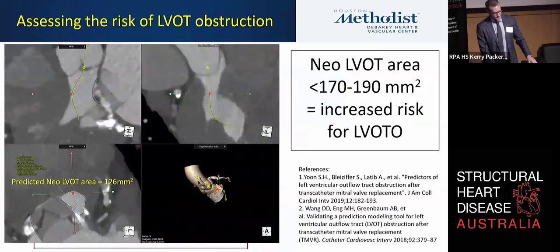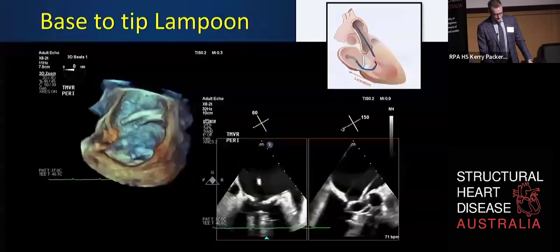Nevertheless, in this patient, the projected neo-LVOT area based on the CT overlay of a transcatheter valve was less than 130, much less than the threshold. So thinking, okay, if we tried this in her, we will obstruct her LVOT by pushing her anterior leaflet into the LVOT. That's not the outcome we want. What else could we do?